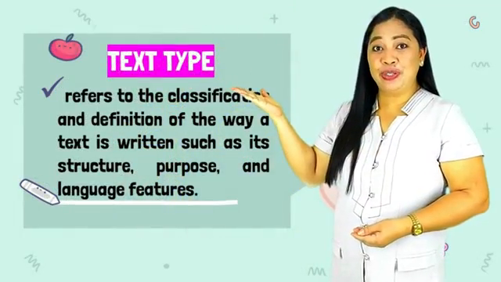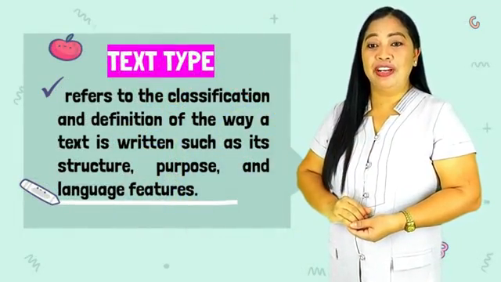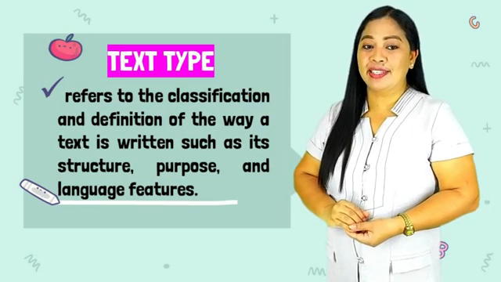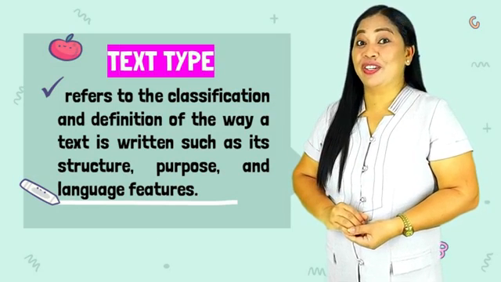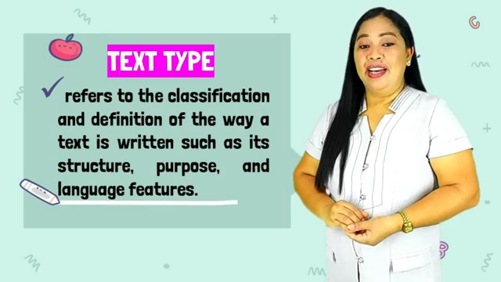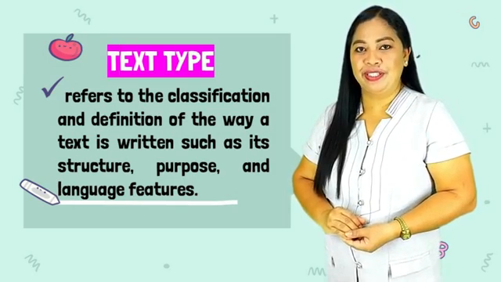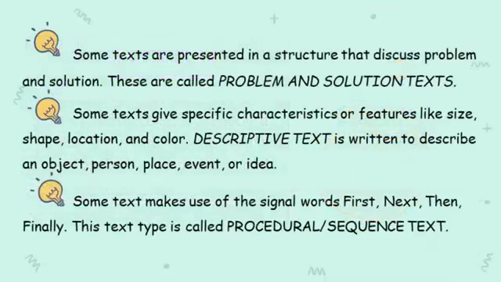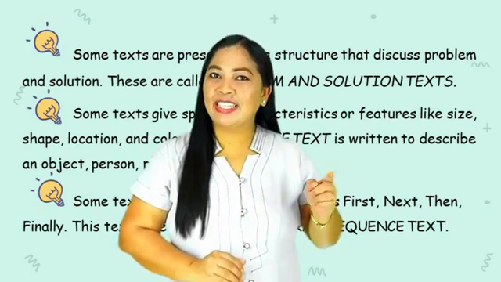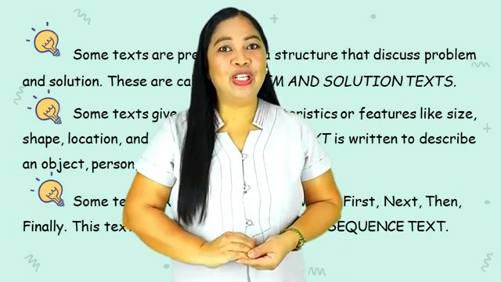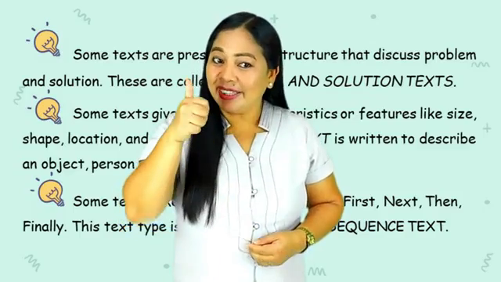Text type refers to the classification and definition of the way a text is written, such as its structure, purpose, and language features. Some texts are presented in a structure that discuss problem and solution. These are called problem and solution text. This text focuses on problem and solution. Did you get it, kids?